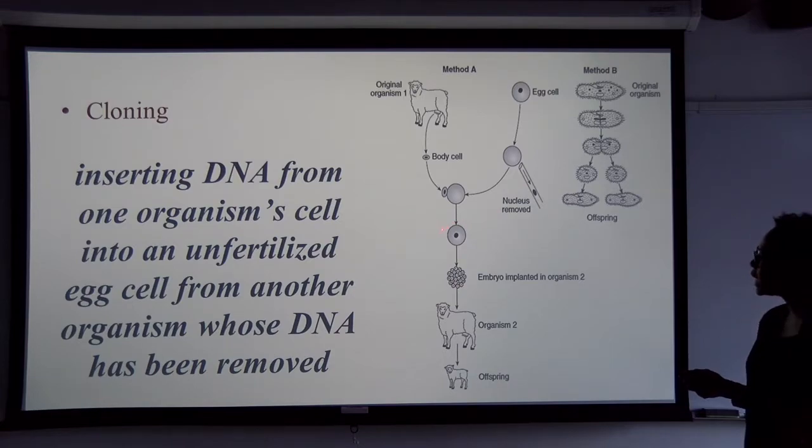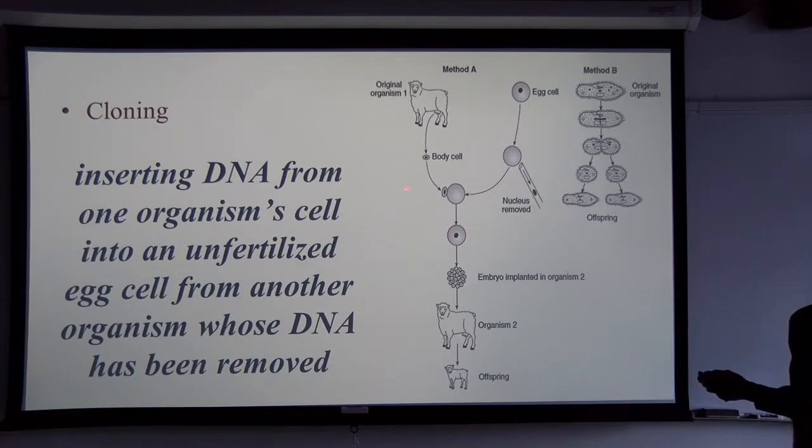Once you've inserted it, the fertilized cell will go through, remember, cleavage, that whole process again. As it's going through that process, it will then be embedded into the organism that will carry the baby. The organism will carry the baby to full term. And so the baby's born.